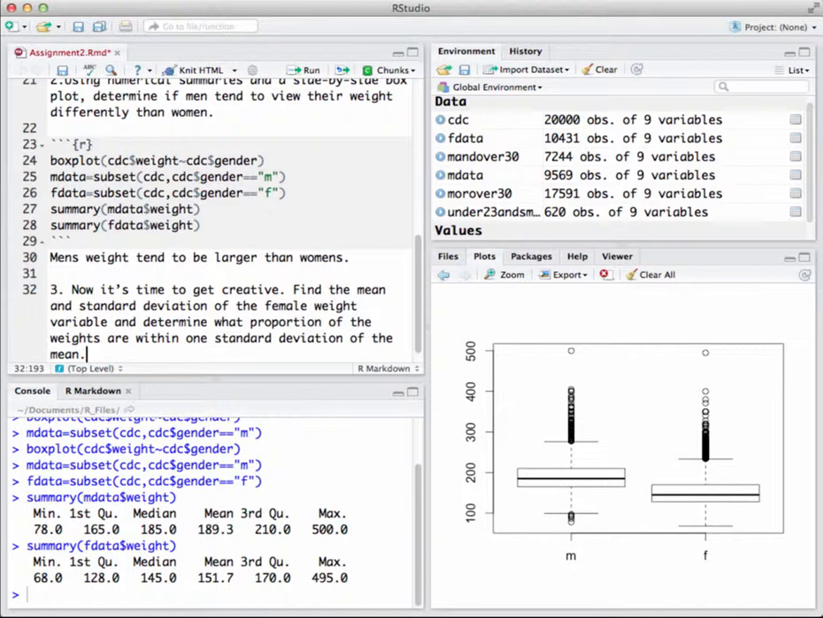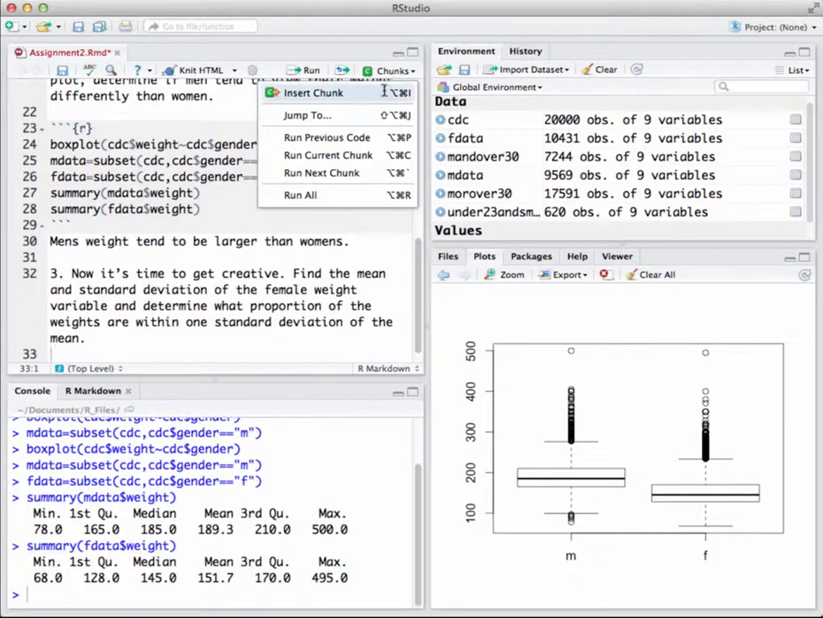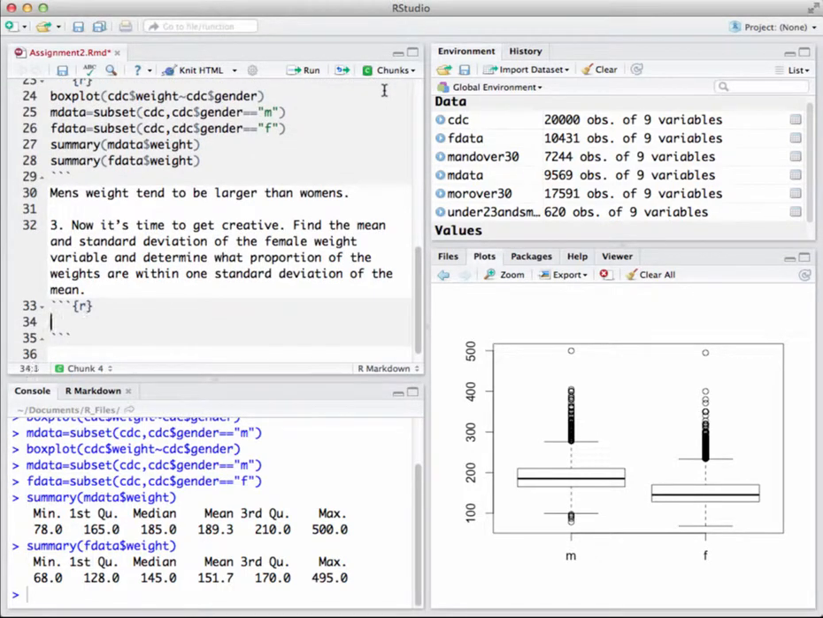Okay, so let's go ahead and build another R chunk. Insert chunk. And we're going to have to create a couple of things here. We need to know what the mean of the female data is, and then the standard deviation of the female data. And then we're going to have to use some logic to create an interval of that data. So let's take a look at how we can do this.